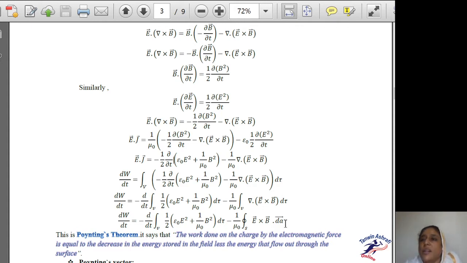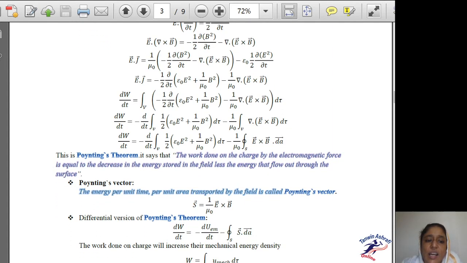Now, this is the Poynting theorem, and it says that the work done on the charge by the electromagnetic force is equal to the decrease in the energy stored in the field, less the energy that flows out through the surface. That means how much energy has decreased to do the work, plus how much energy has left the surface. That is the total work done.